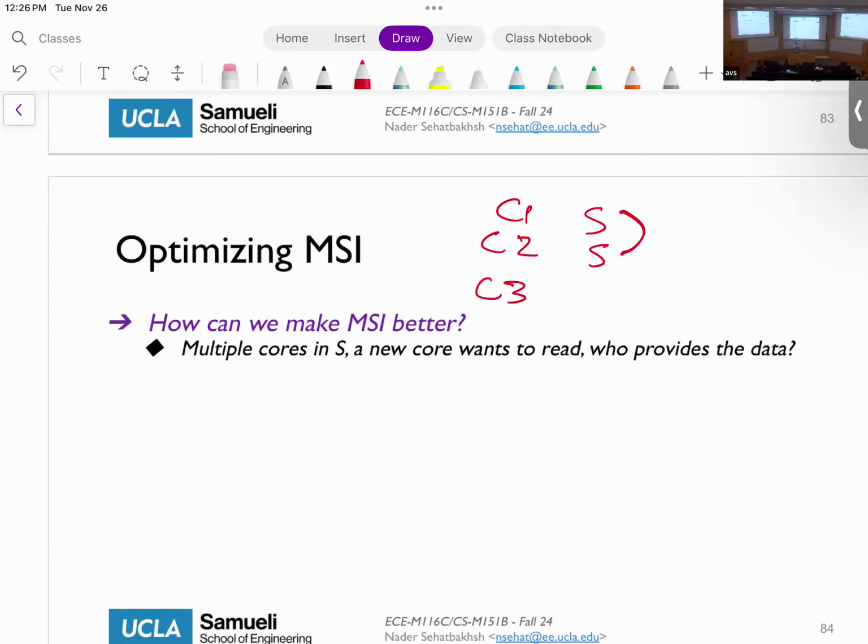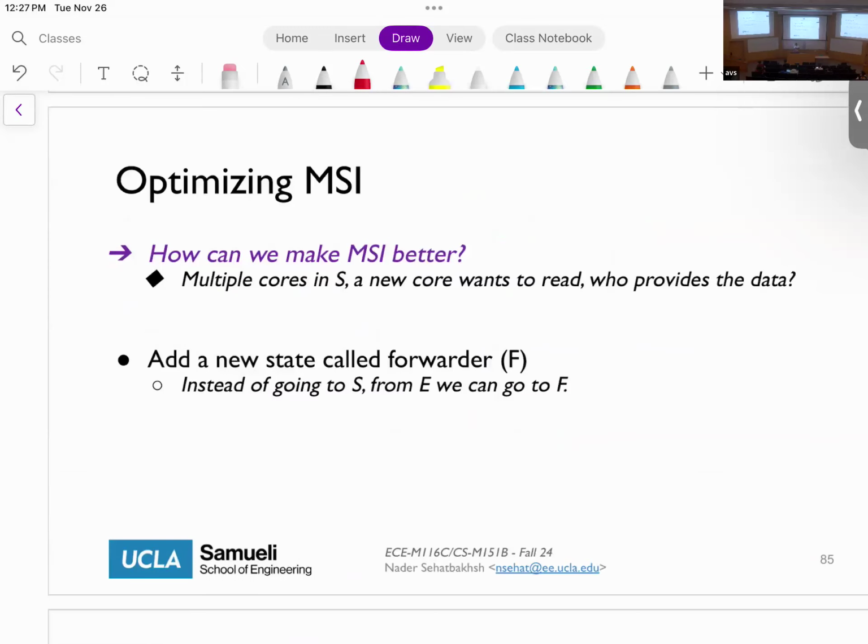But the cleaner, more straightforward option is when we have what we call a forwarder, which is responsible for providing clean data. So the forwarder is very similar to O, the owner. The difference between the forwarder and owner is that the owner has the dirty copy, the forwarder has the clean copy. But both of them provide this cache-to-cache transfer. Whoever wants to read it, they provide it. So this is what we call an F.